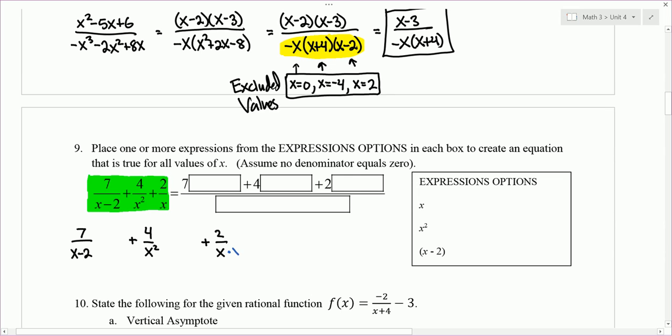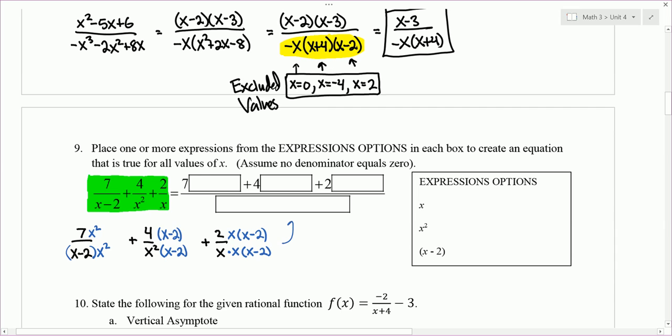If I multiply the bottom by x on the last fraction, then the last two fractions have an x squared in the denominator. So that's good. But then the first fraction has an x minus 2 in the denominator. So what I need in the first fraction is an x squared. What I need in the second fraction is an x minus 2. And then the third fraction also needs another x minus 2.